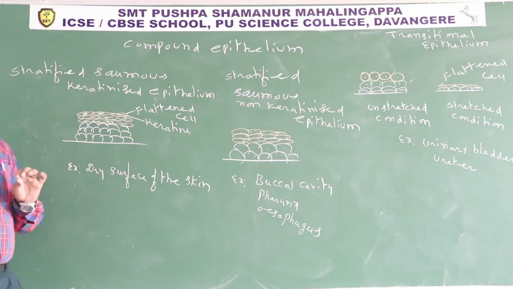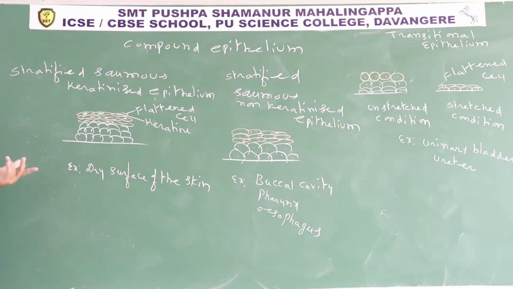In epithelial tissue, cells arranged in more than one layer are known as compound epithelium. Another name of compound epithelium is stratified epithelium. Strata means layers. The classification of compound epithelium depends upon the shape of cells present in the outer layer. So it is a compound epithelium. Cells are arranged in several layers, so stratified.